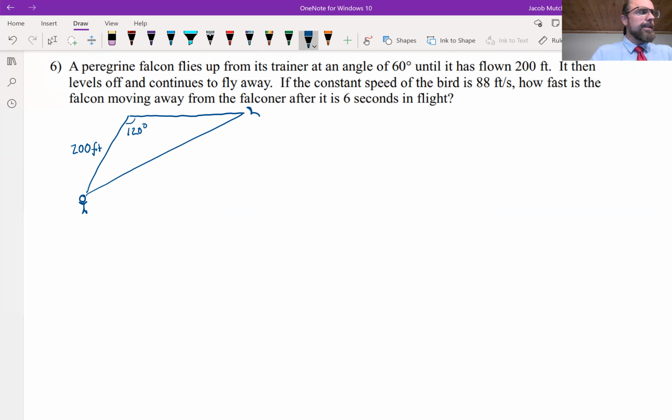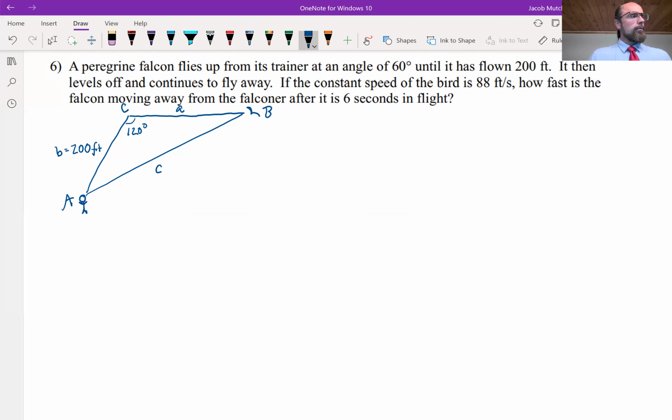So let's label these sides. I'm going to call these vertices A, B, and C. And so in terms of labeling the sides, the opposite side from A will be A, opposite side from B will be B, and opposite side from C will be C. So we're really interested in how the rate of C is changing over time.